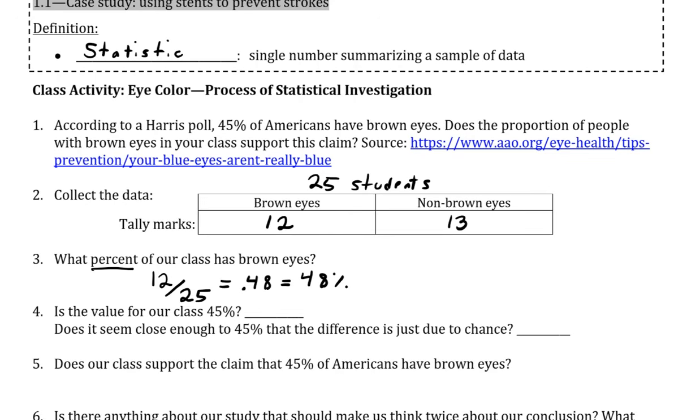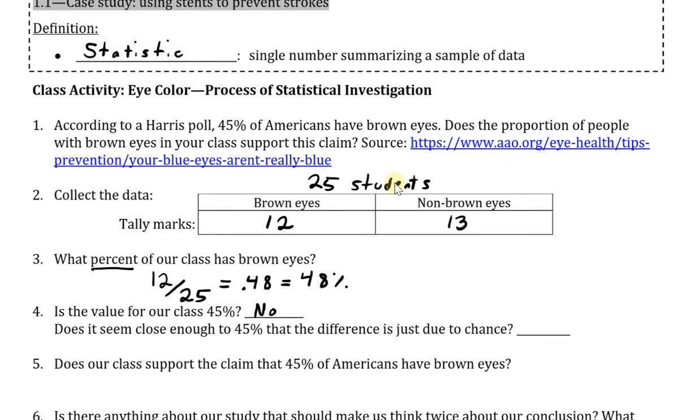Note that that is different than what was provided. It said that 45% of Americans have brown eyes. So for step 4, is the value for our class 45%? No. It likely will not be exactly 45%, although it is very well possible for that to be the case.